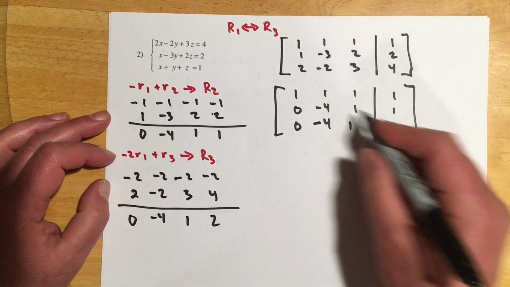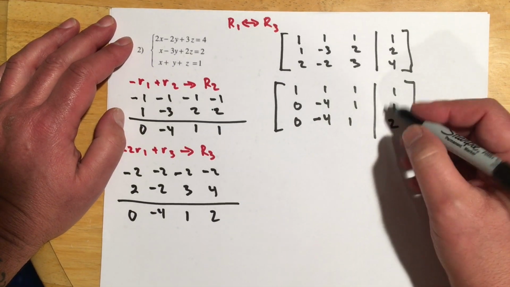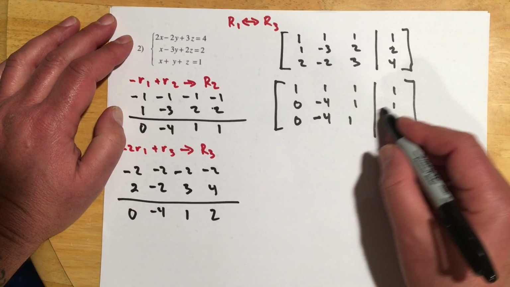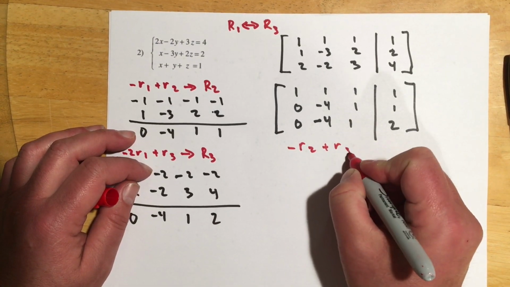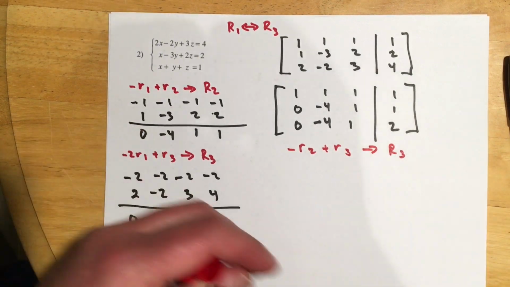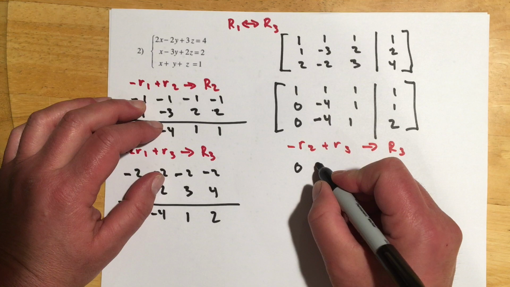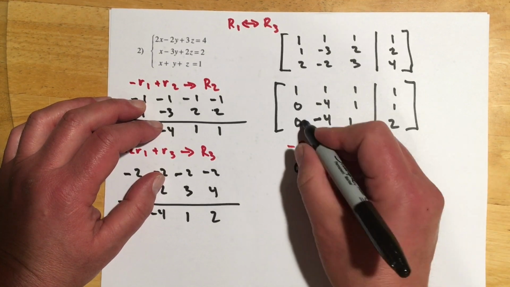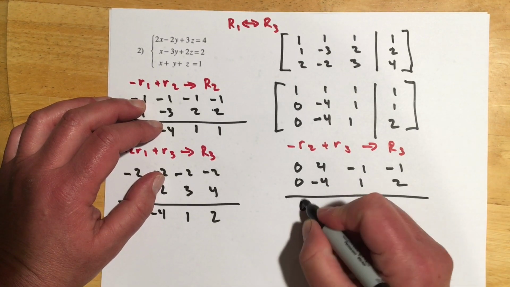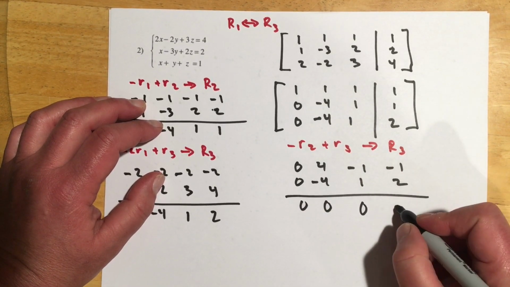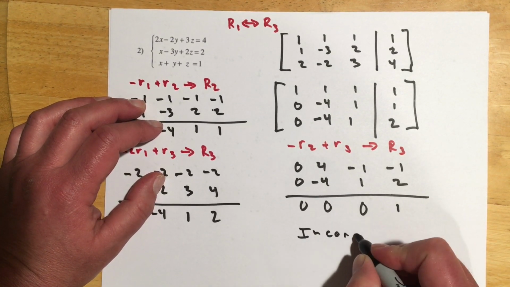And if you look at what happened, I got the same equation except the equal side is different. So this would make them parallel. If I tried to go and do, say, negative row 2 plus row 3 to make my new row 3, just to show what would happen, I would have 0, 4, negative 1, negative 1, and then this. And I get 0, 0, 0, 1. So that means 0 equals 1. So that is inconsistent.